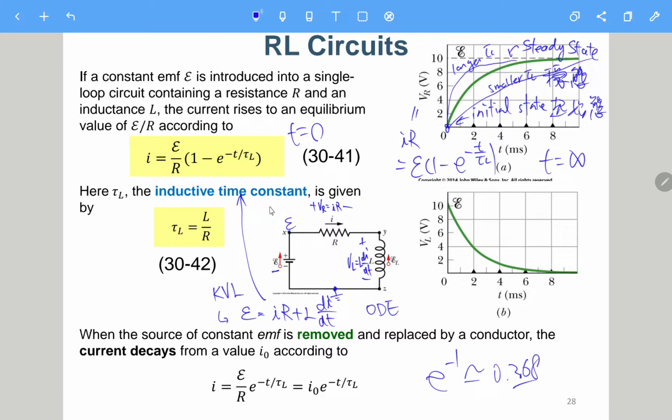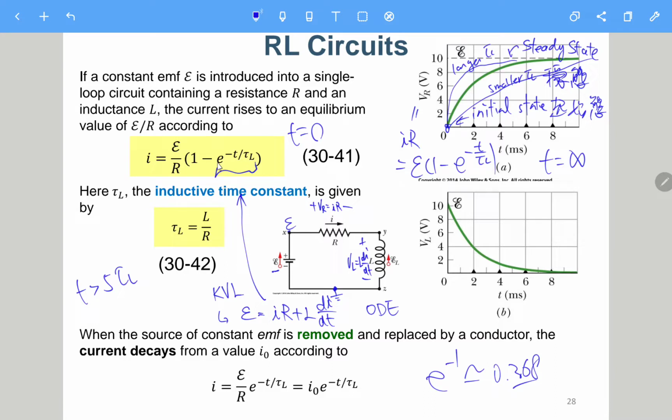In engineering sense, usually if t is larger than 5 tau L, then we can regard it as having arrived at the steady state, because it can never actually go to the steady state. This term is always larger than 0 until t is infinity, but you cannot go to t is infinity. So this one is always larger than 0, which means that this term is always slightly less than 1.